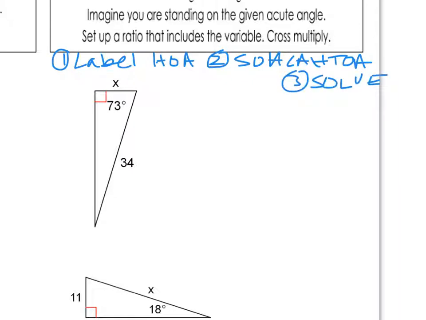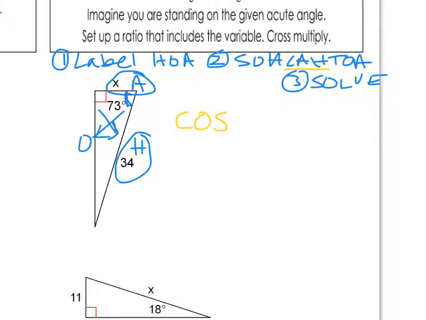So in my first right triangle, we're doing the sides first. You want to make sure you can see where the angle is that they've given you. Then we're going to label H, O, A. So circle where you have a number and a variable. I have a number and variable at A and H, which means for this problem, I'm going to be using cosine.